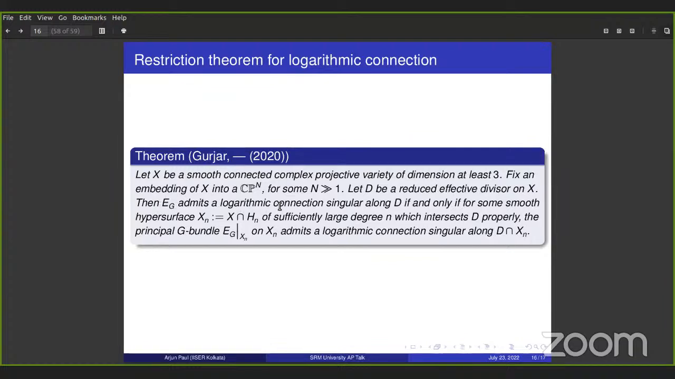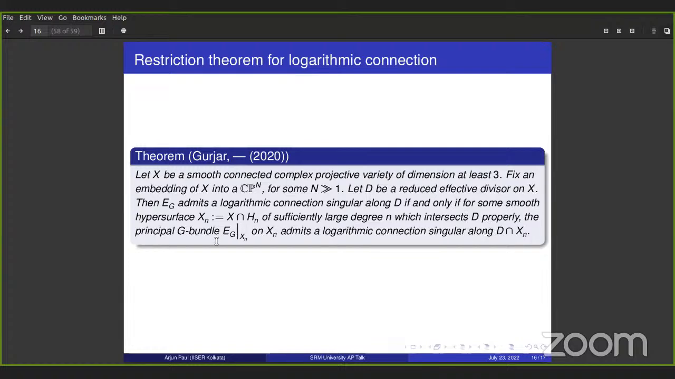Then EG admits a logarithmic connection singular along D if and only if for some smooth hypersurface Xn of sufficiently large degree n. That means we take Hn to be a degree n hypersurface in CP^N and take its intersection with X. This we denote by Xn. This is a smooth hypersurface of sufficiently large degree inside X. Suppose we are assuming that this hypersurface intersects the divisor D properly. That means it intersects each of the prime divisors of D properly, that is, its intersection has dimension one less than the dimension of the divisor.